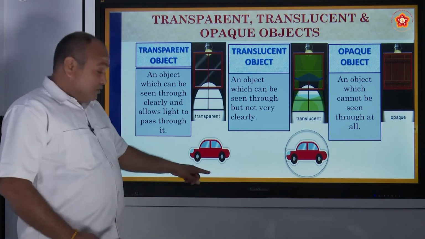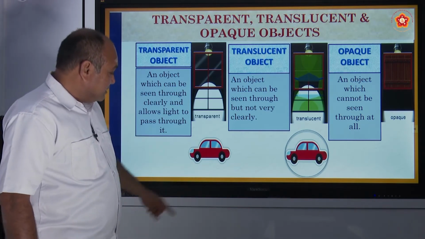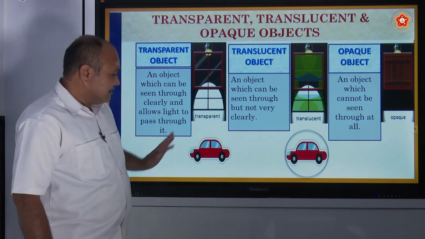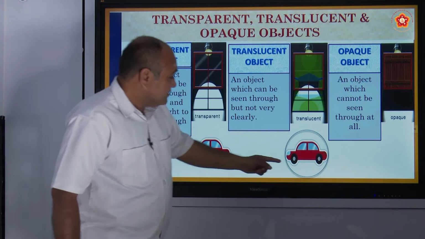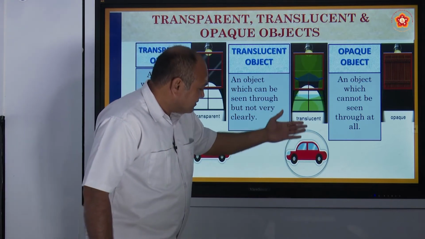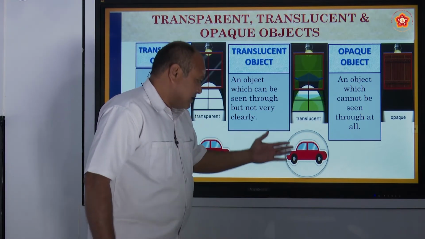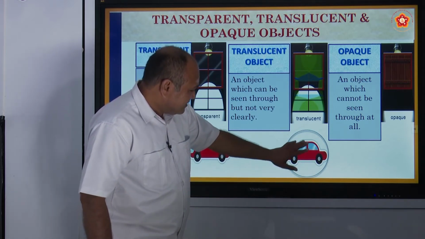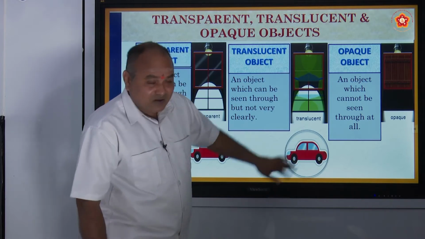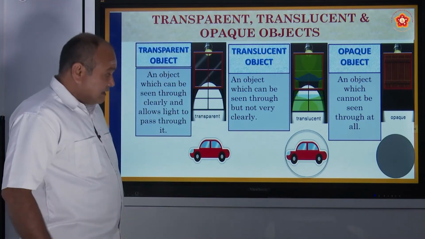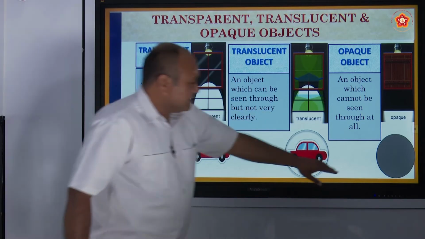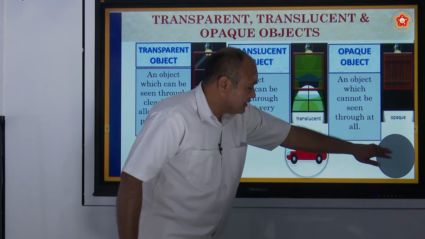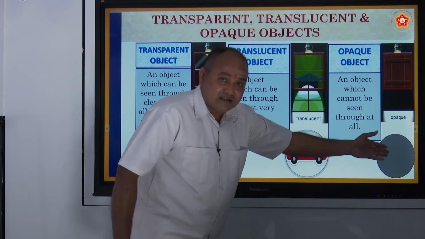So let me show you the example. See, there is a glass here and the car is visible clearly. Here there is a translucent like tracing paper or a butter paper through which we can see but it's not clear. And the opaque object, there is something we covered, we put opaque object and the light falls on it and it doesn't pass through, so we can't see the car.